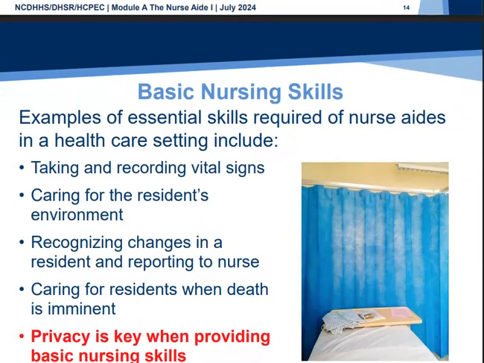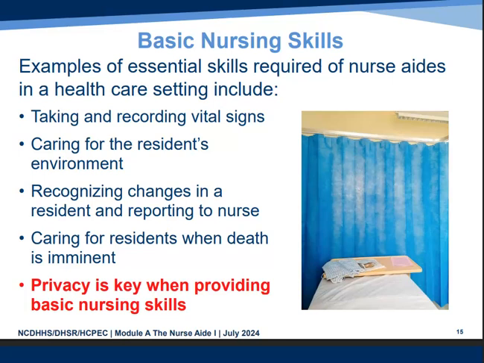Basic nursing skills. Some examples would be taking and recording vital signs, caring for the resident's environment, recognizing changes in a resident and reporting to the nurse, caring for residents when death is imminent, and privacy, of course, is probably one of the most important things when we're doing basic nursing skills. We want them to have privacy.